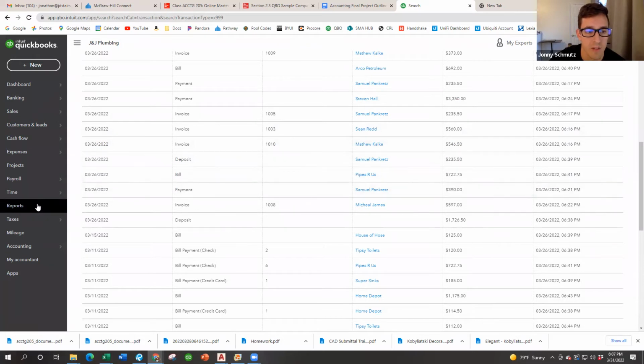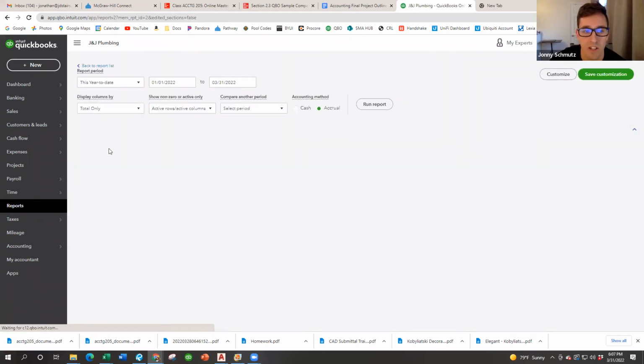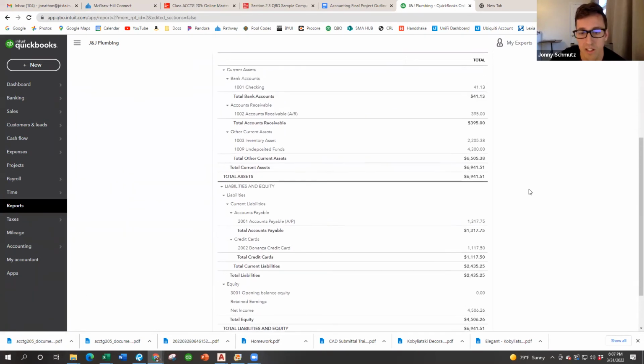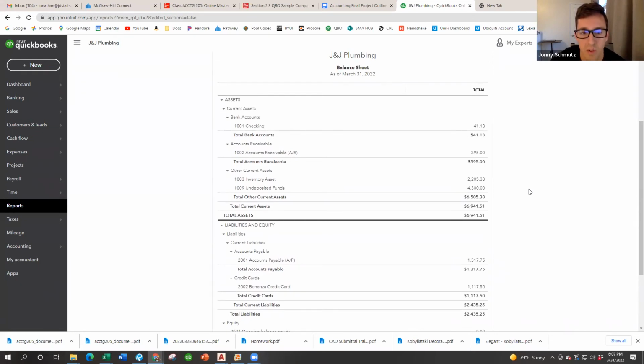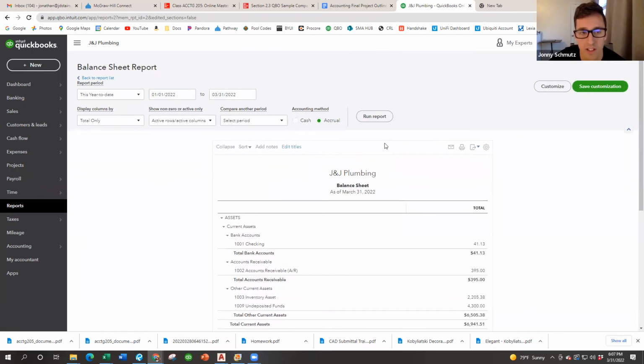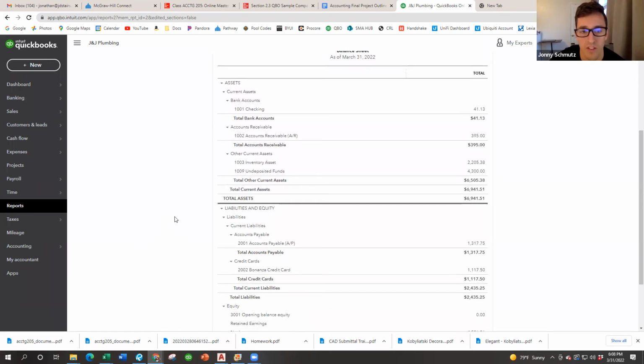And then if we go to our custom reports, we'll be able to see where we have our balance sheet. The balance sheet is important because it shows our liabilities and our assets that we have, and it gives you an idea of what the value of our company is, at least in theory, of how much our company is worth. That's important so that you can see that, especially if you're selling the company. That's a good thing to have.